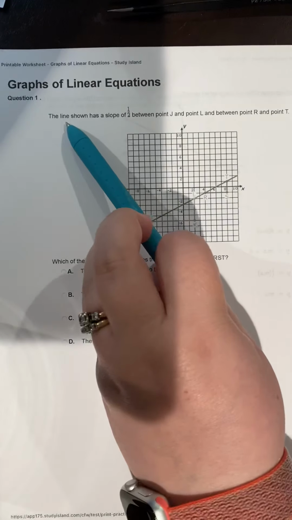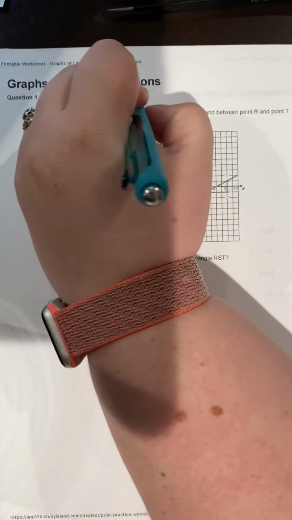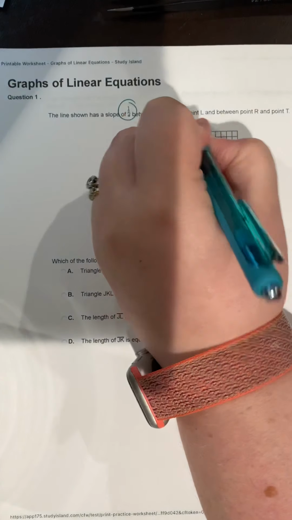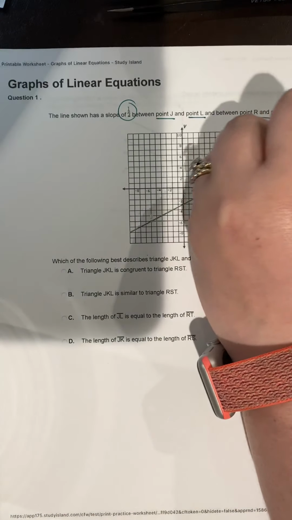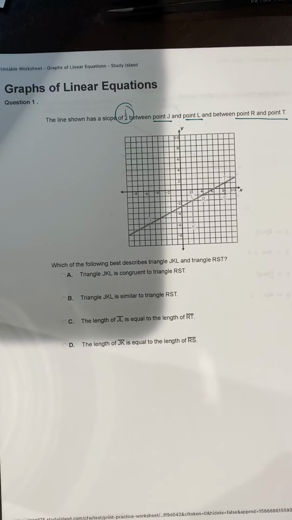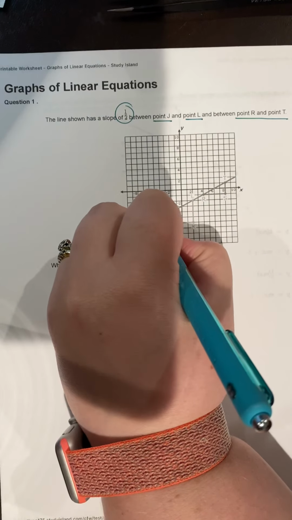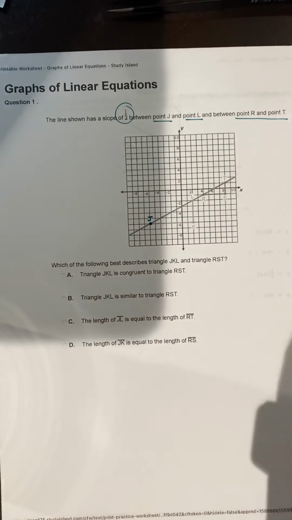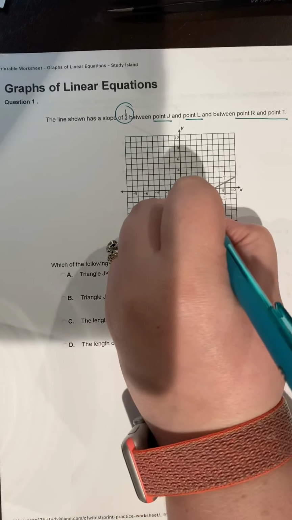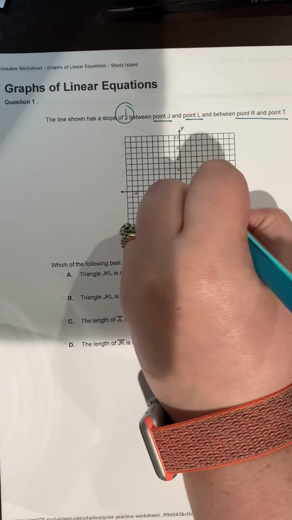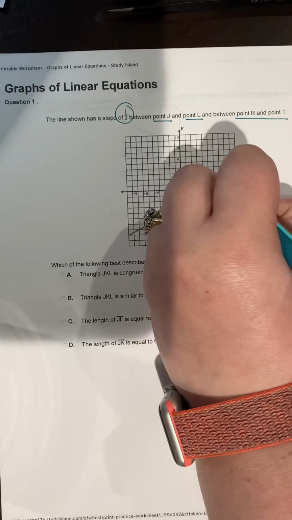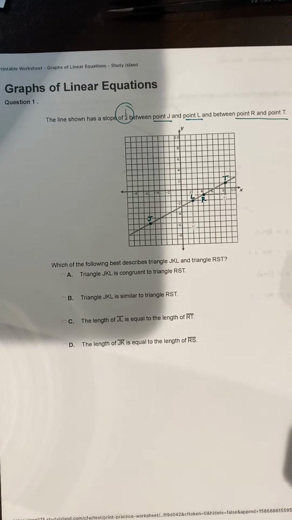The line shown has a slope of 1/2 between point J and point L and between point R and point T. So I'm going to make these a little bit darker just so we can see them. So this is point J down here. Point L is right here. Point R is right here. And point T is right here.